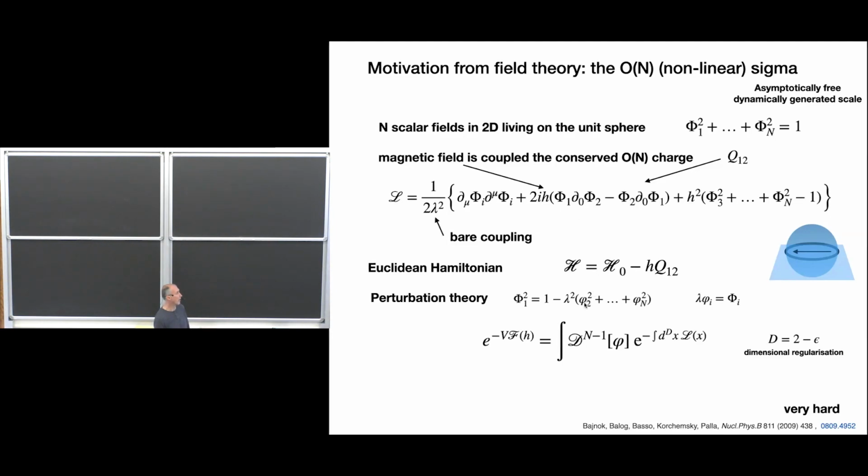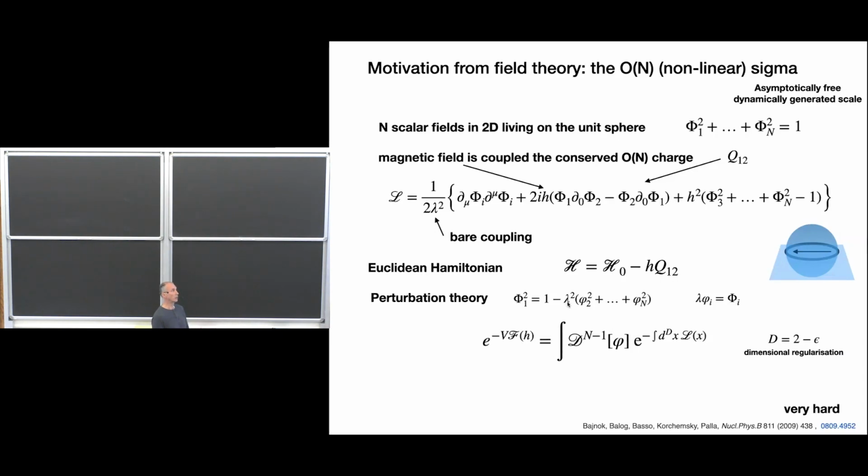So I will shift the Hamiltonian by this conserved charge. That's why I'm explaining why I have this h square term here, and I will do the calculation in Euclidean. So this is the theory we would like to solve, and what we would like to calculate is the free energy density in this quantum field theory.